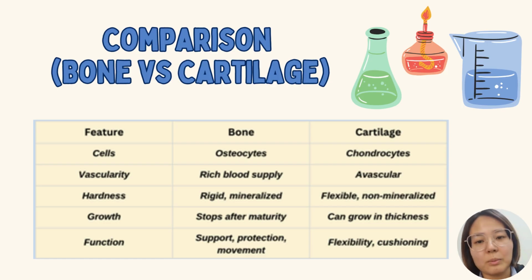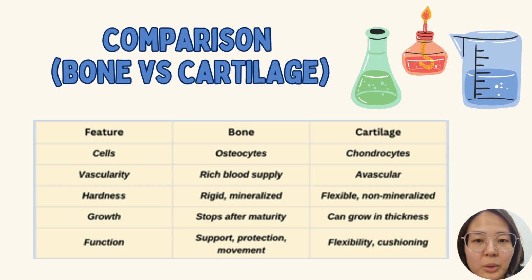Bone has a rich blood supply. This is great for healing a break. Cartilage, however, is avascular. It has almost no blood flow. That's why a cartilage injury takes so long to repair. Next, their feel. Bone is rigid and mineralized with calcium. It's built for strength. Cartilage is flexible and non-mineralized. It's built for bending and cushioning.